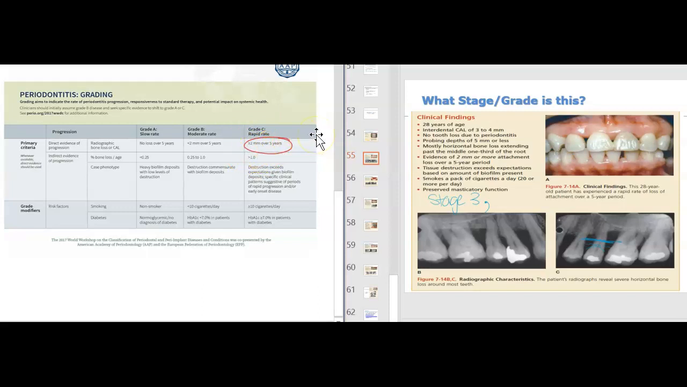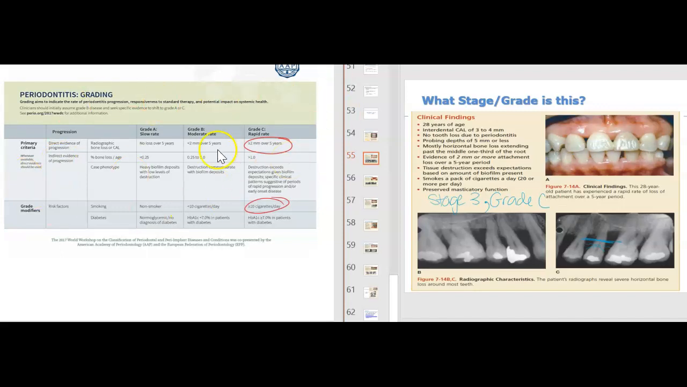the past 5 years. We also know that this person smokes a pack of cigarettes a day. So if someone is smoking a pack, which is 20 cigarettes or more, more than 10 cigarettes, then we're going to circle this one. Now we look at what the highest grade is, and the highest grade is grade C. And so that's what we're going to say. This person is stage 3, grade C.